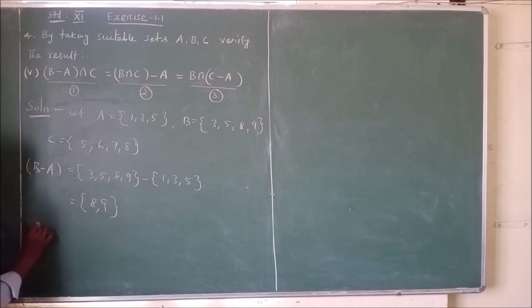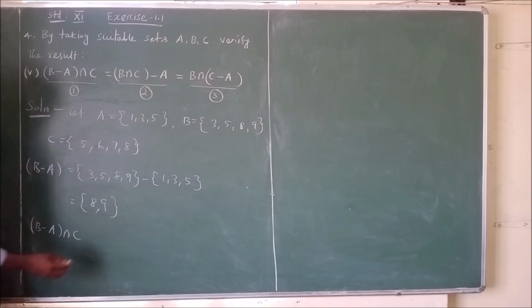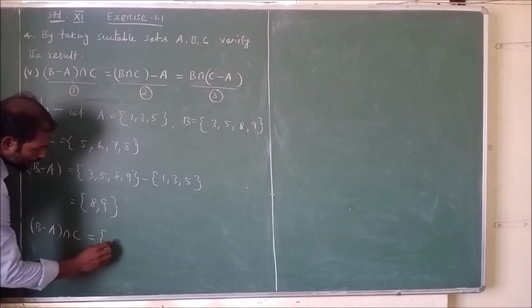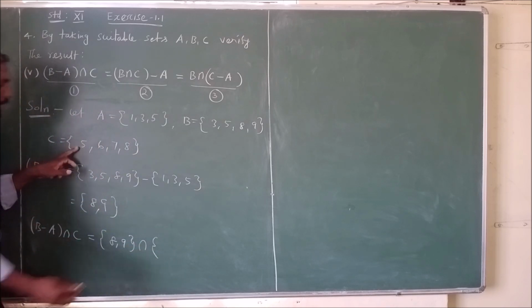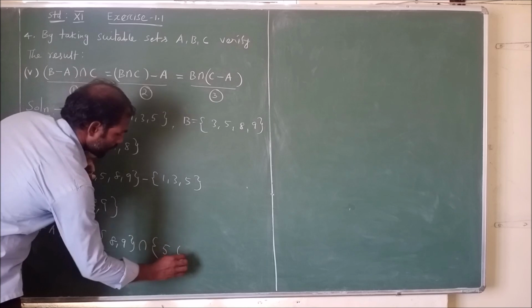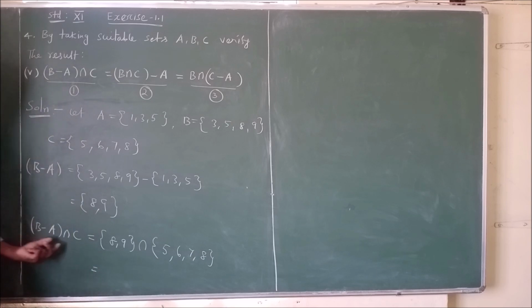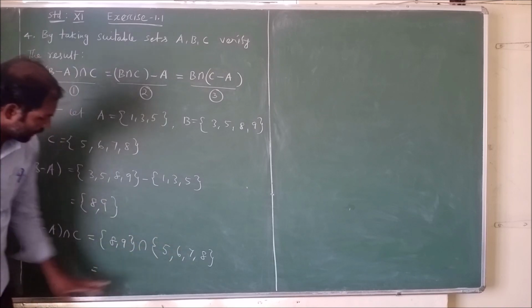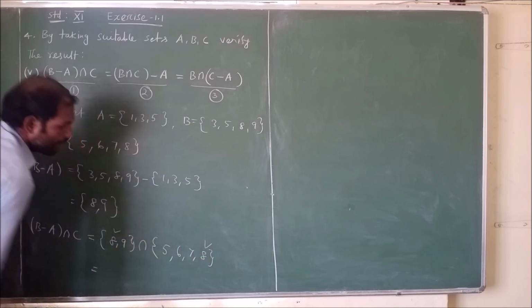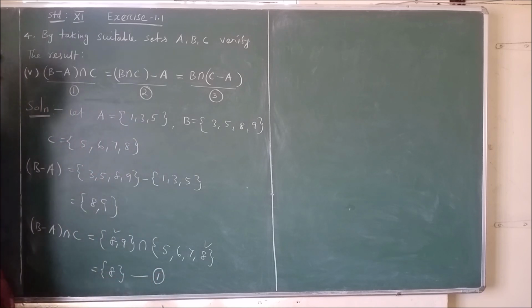Again, B minus A intersection C equals B minus A, which is 8, 9, intersection C. The set C is 5, 6, 7, 8. So B minus A intersection C means the common elements in B minus A and C. The only common element is 8. Therefore 8. This is equation number 1.